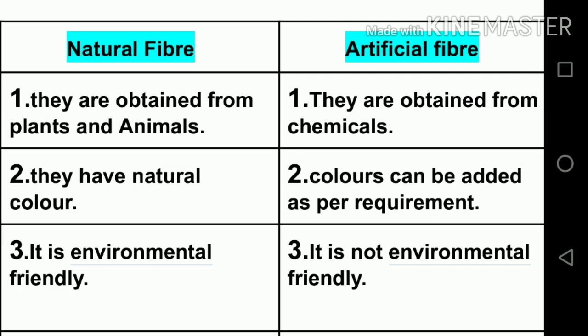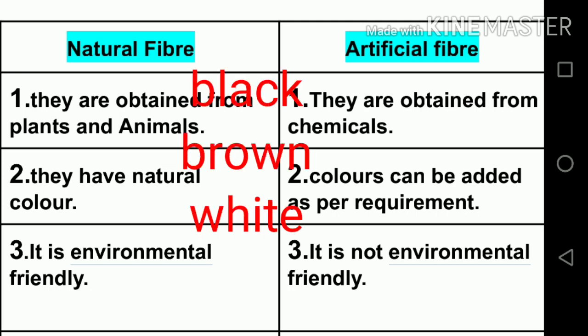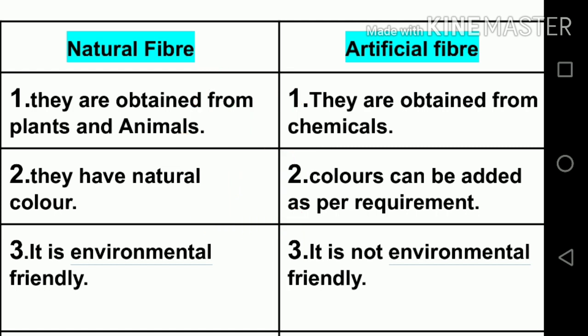Now, what is the difference between natural and synthetic or artificial fiber? Natural fibers are obtained from plants and animals, as we know, and artificial fibers are obtained from chemicals, called petrochemicals, which are hydrocarbons. Natural fibers have natural color. There are three natural colors of natural fiber: white, black and brown. But in artificial fibers, colors can be added as per requirement. There is no specific color; the color is added as per requirement.